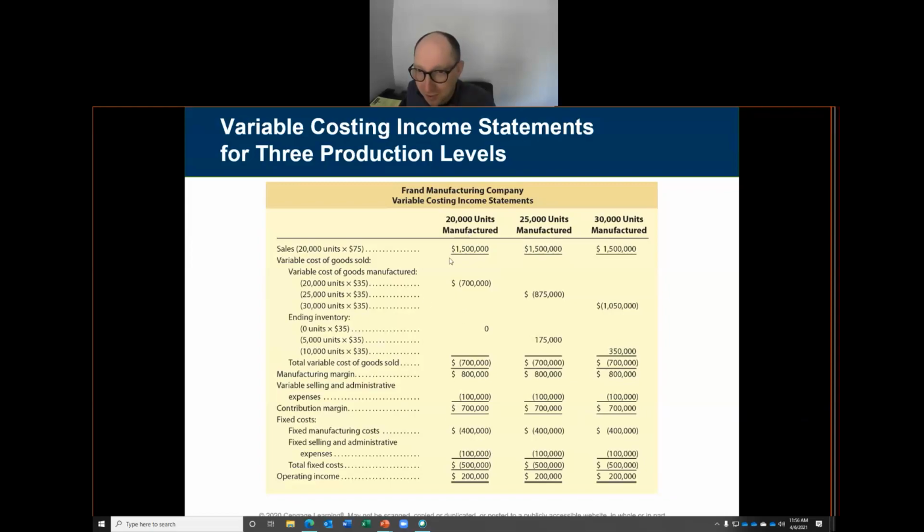It doesn't matter if I made 20,000, 25,000, 30,000. The only difference is going to be under the variable cost. And because of that, everything else is the same. So the operating income is going to be 200,000 regardless of how much we made, how much we manufactured. Interesting, right?